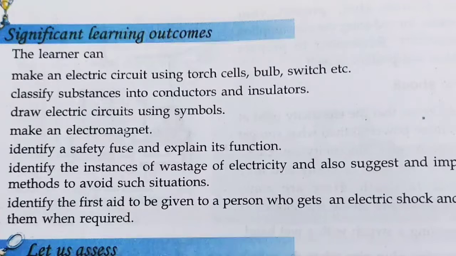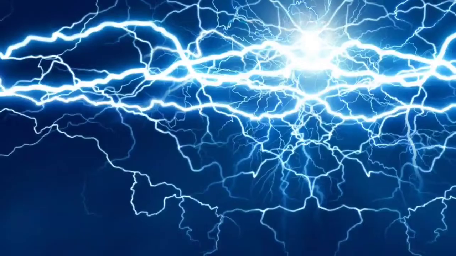Make an electromagnet. Identify a safety fuse and explain its function. Identify the instances of wastage of electricity and also suggest and implement methods to avoid such situations. Last, identify the first aid to be given to a person who gets an electric shock and apply them when required. So these are the 7 learning outcomes of this unit.